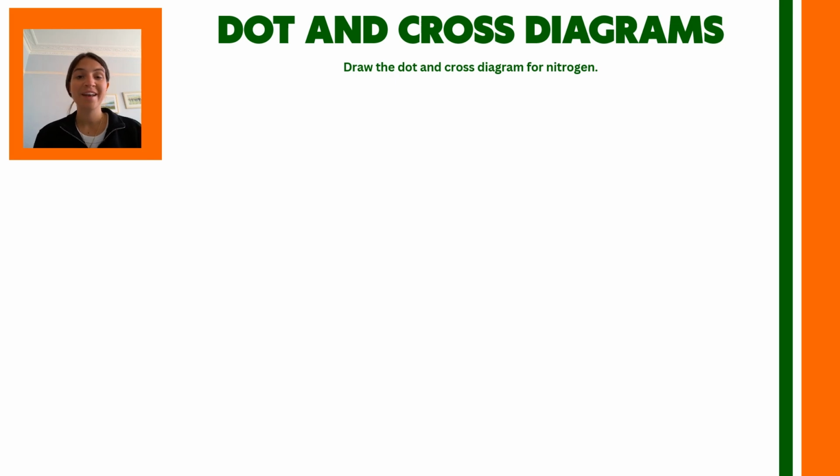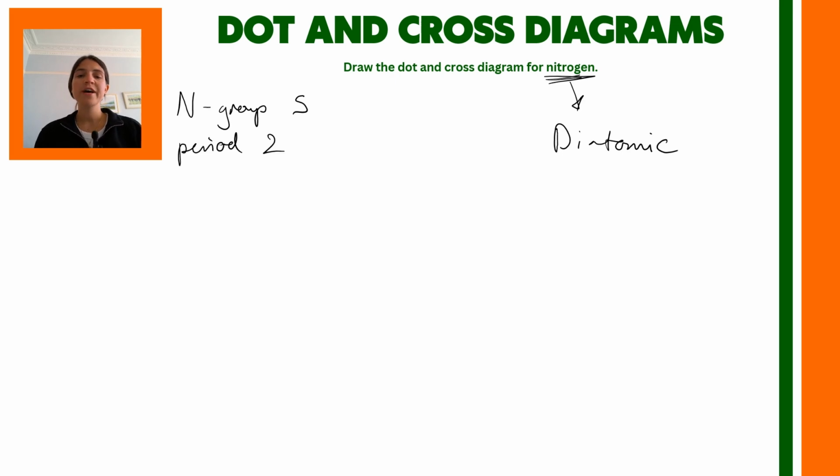Okay, time to do another dot and cross diagram. So this time we've got it for nitrogen. So first thing to remember, I suppose, is that nitrogen is a diatomic molecule. And you do need to remember which molecules are diatomic, and you have that mnemonic to help you: Have No Fear Of Ice Cold Beer. Okay, so if you're not sure, do go back to the notes and make sure you memorize those.